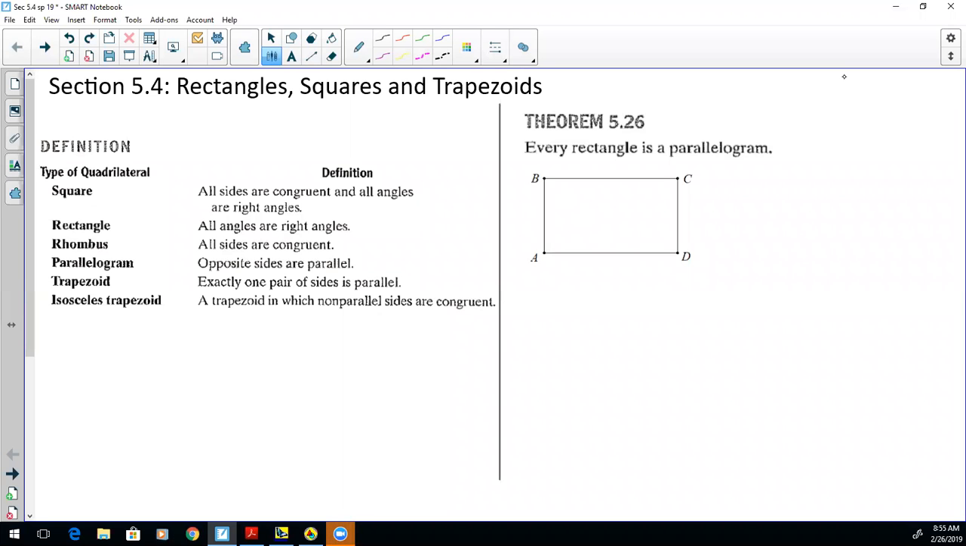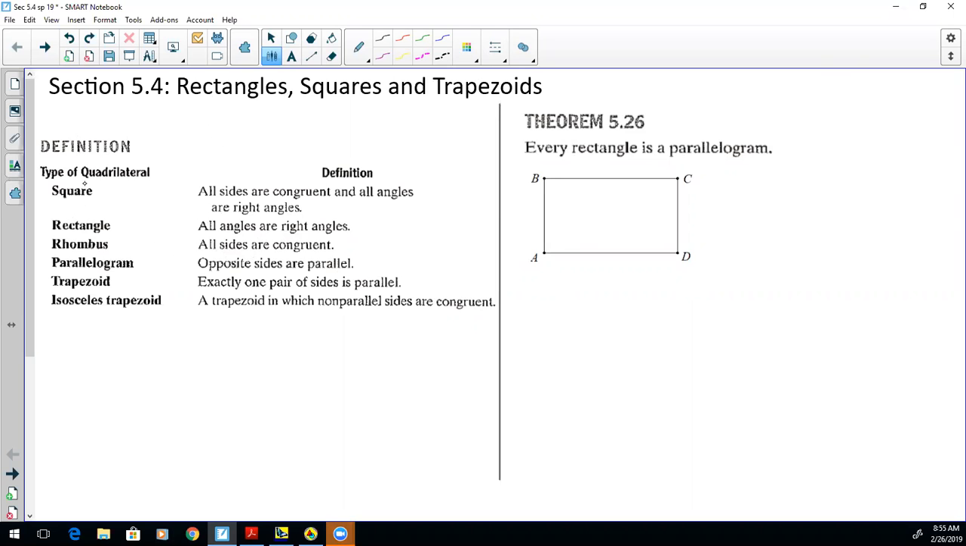Now let's look at section 5.4. I think this is a pretty easy section. You probably could have just read it on your own, but here's a little video that goes through some of the theorems. Let's think back on what our definitions are. We're looking at rectangles, squares, and trapezoids. And back from chapter 2, we have these definitions.